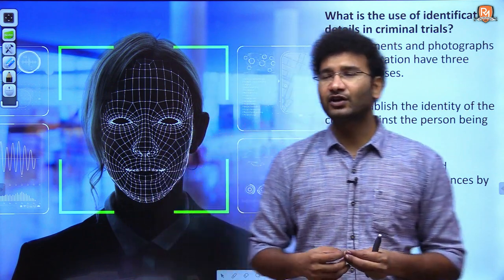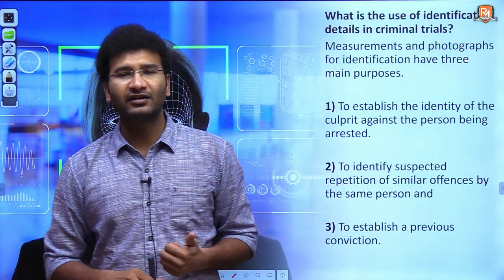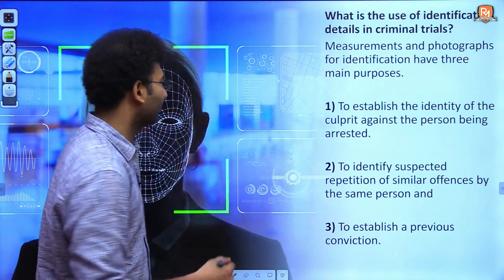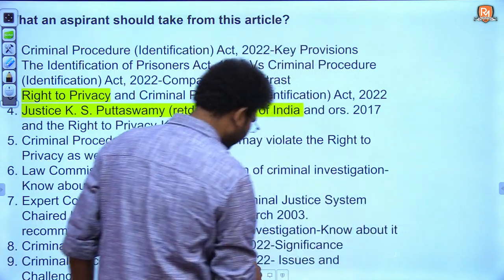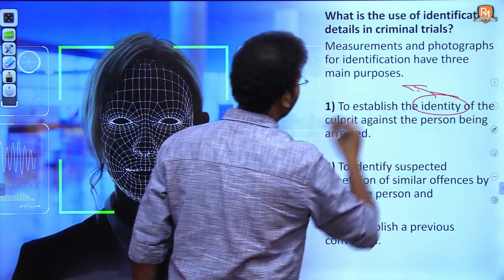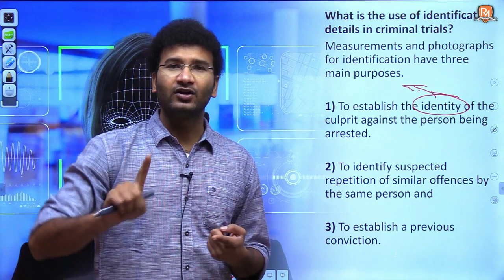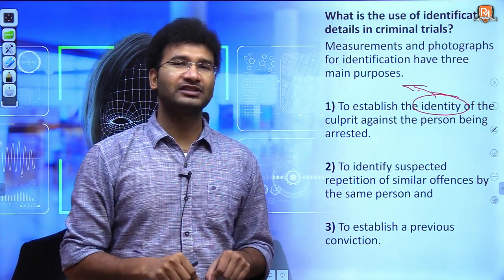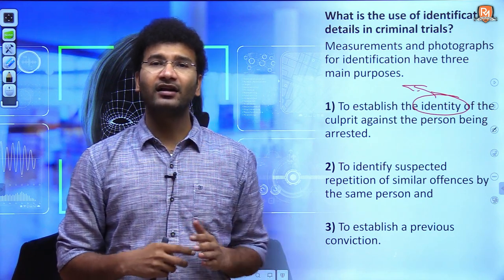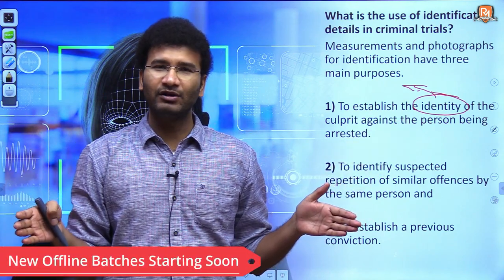Now let's look into the rationality of the government in enacting this act. It says that with the use of identification details in criminal trials, the measurements and photographs for identification have three main purposes. The first purpose, firstly, it talks about identity. Now it is the duty of the police department to identify who has committed a crime, right? In this procedure, it is very easy for the police if they have hair samples, other biological samples, fingerprints, and the records that the National Crime Records Bureau keeps in the larger database. So it will be very easy.